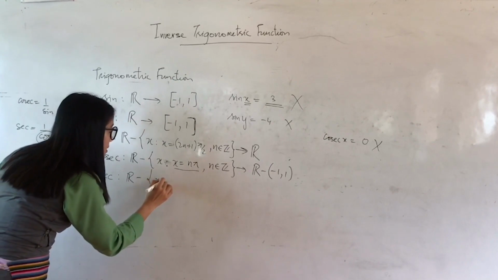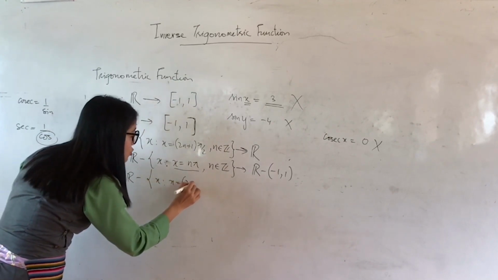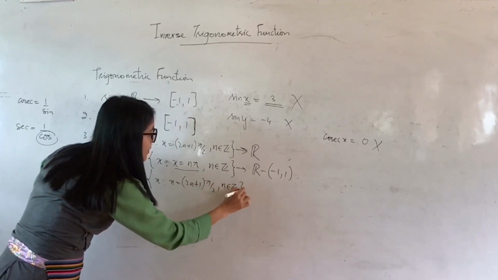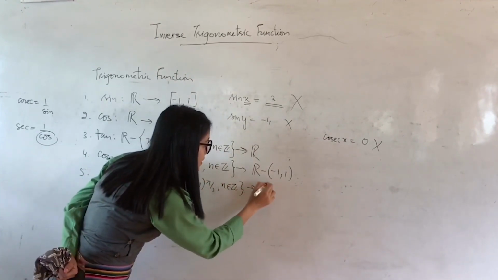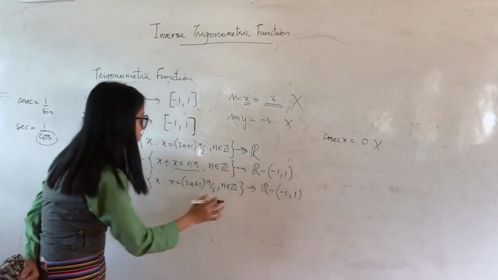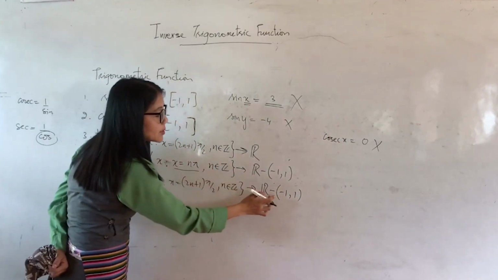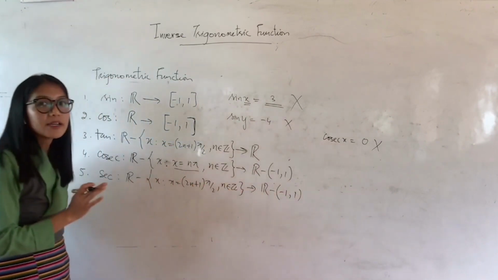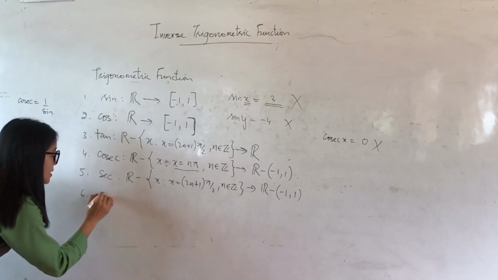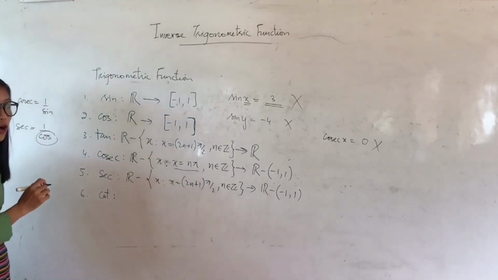So that is x, where x is not equal to (2n plus 1) pi by 2, where n is some integer, and the range is the same as cosec. The range of the sec function is the set of all real numbers excluding the open interval -1 to +1. Okay. And then number 6, the sixth trigonometric ratio we have is the cot function.